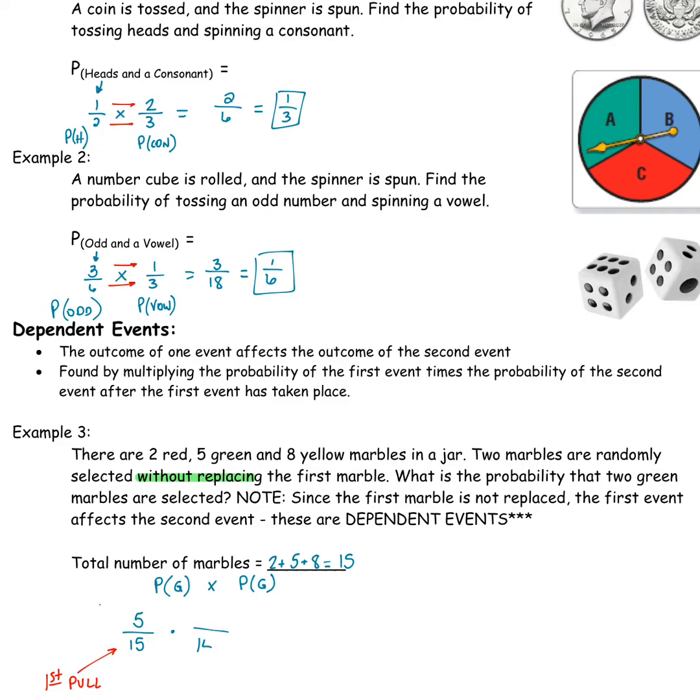Now, we've removed a marble, so there are only 14 left. And of those 14 marbles, because we assumed we pulled a green marble, there are only 4 green ones left. So this is our second pull. We pulled that green, put it off to the side, and go back into the jar for another one. We multiply straight across. 5 times 4, 15 times 14. So we get 20 out of 210. And you can simplify that, and you get 2 out of 21.